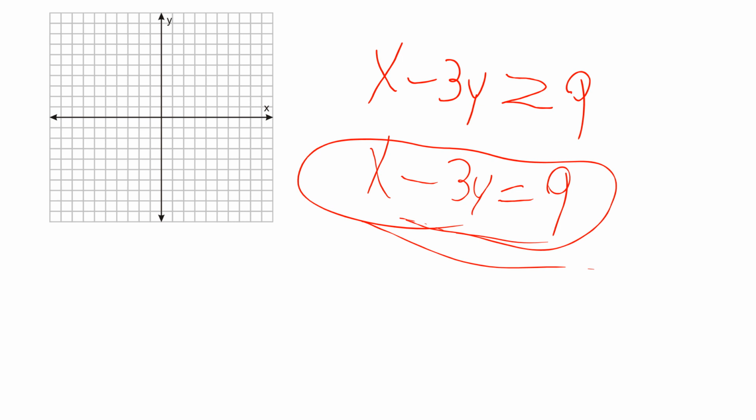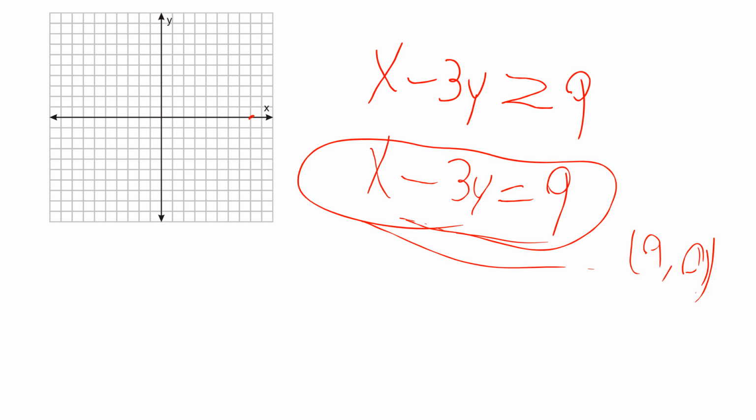When we find the line of this linear equation, the first thing I like to do is plug in my zeros. If I plug in a 0 for y, I get x minus 0 is equal to 9. That tells me that x is equal to 9, which satisfies the equation. So we have the point 9, 0, which is going to be right up here.